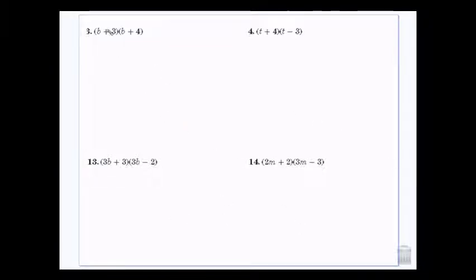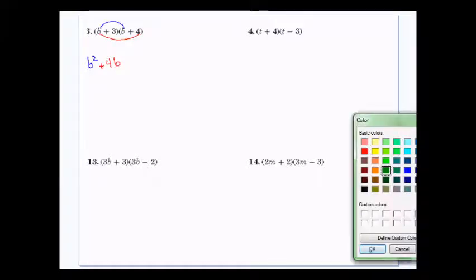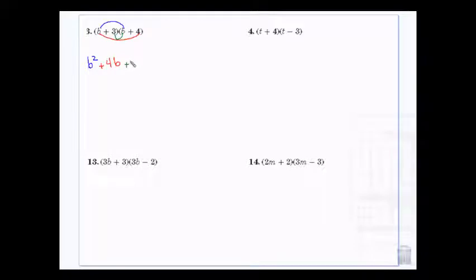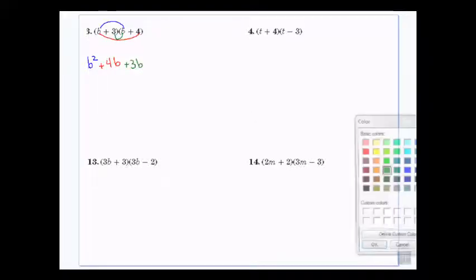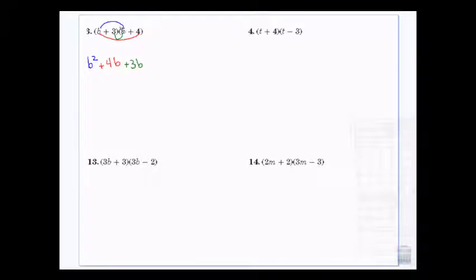So for FOIL, I do first, outside, inside, and last. And then again, these are my like terms. So I have b squared plus 4 plus 3 is 7b plus 12. Okay. And then we'll do FOIL again.